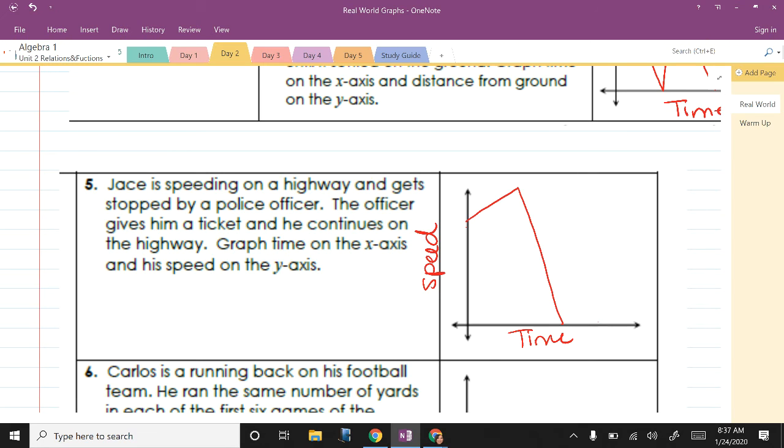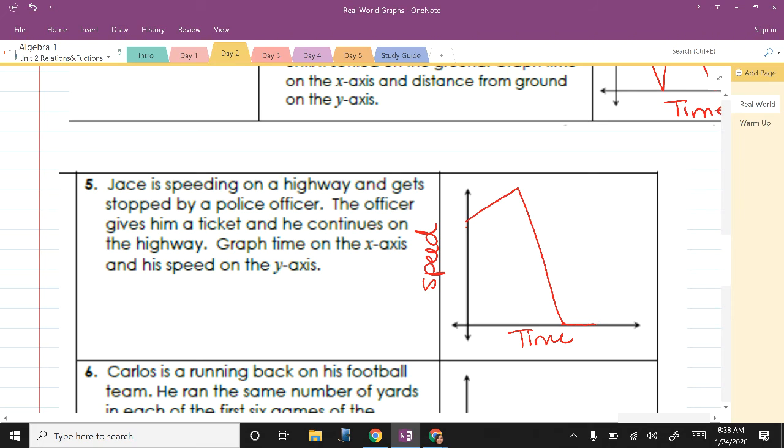Okay. So while he stopped, the police officer gives him a ticket. Time still keeps going, right? So while he's stopped, we still have a horizontal line here at the time, even though his speed is not doing anything. Does that make sense?